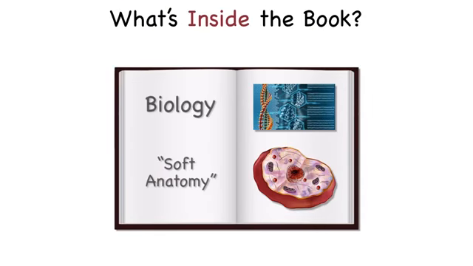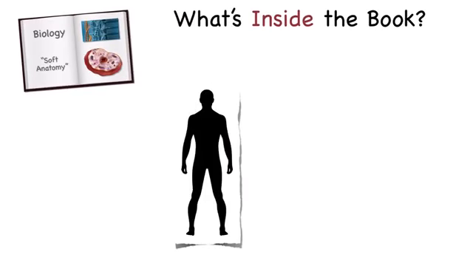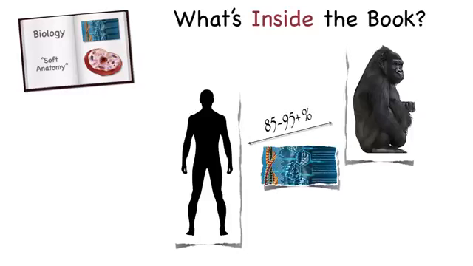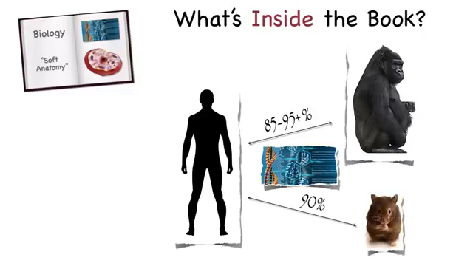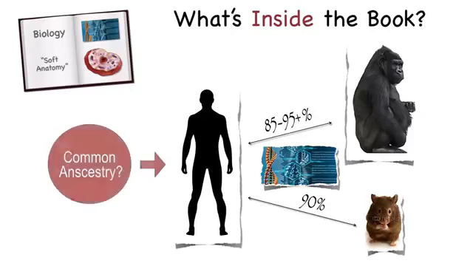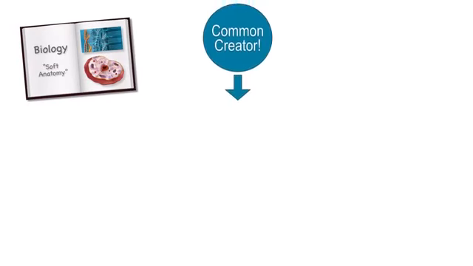Now, when it comes to the soft anatomy in biology, some studies show that there is an 85 to over 95% similarity between the DNA of man and the ape. So the conclusion for many is that this proves that we're all ancestrally related, that we all have a common ancestor, that one-celled first life. But what's interesting is that some studies show that there is also a 90% similarity between the DNA of man and mice. Is this really proof of common ancestry? Or is it proof of a common creator?